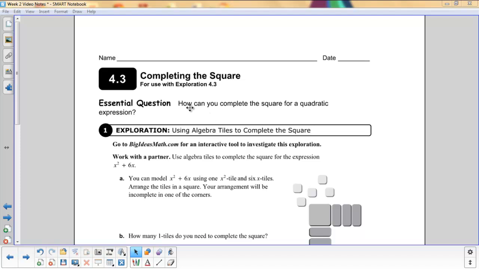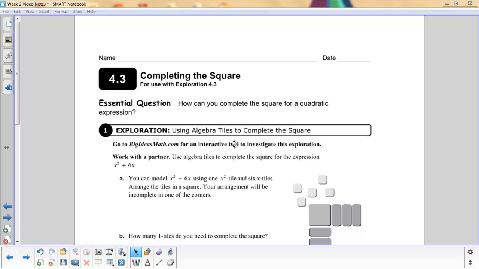Alright, welcome back. We're going to be working on a new way of solving quadratics today, and that's going to be using the process of completing the square. In order to help you out, I'm going to go through exploration number 1 with you, and I'll follow up by allowing you to go through exploration number 2 using what you've learned from this first one.